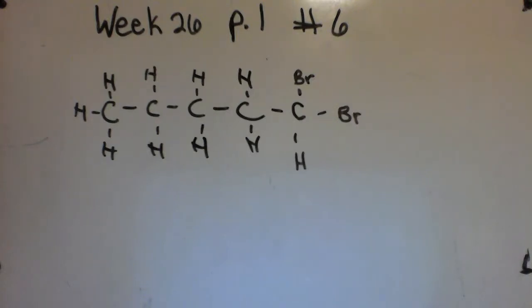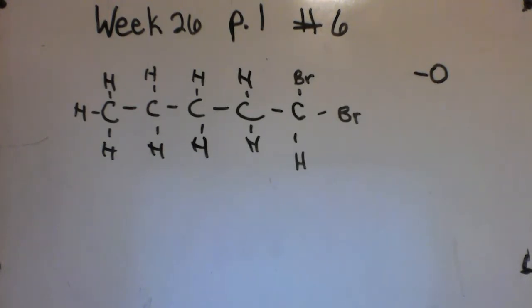This is week 26, homework sheet page 1, number 6. Name the following halocarbon. Now, when we have a halocarbon, we know that the suffix we add is going to be an O, like in halo. And we're going to add that O suffix to whichever halogen atoms are present in the halocarbon.